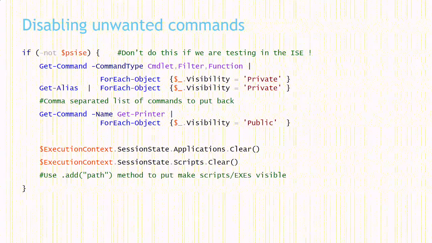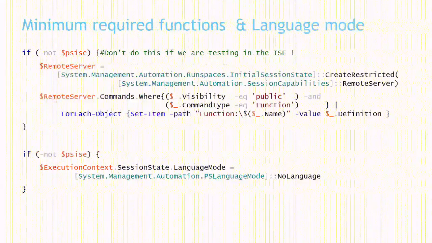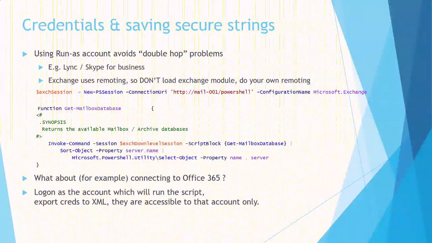You would think that you wouldn't have to do aliases separately from commands. For reasons I've never quite understood, you do. And in this particular case, I've just taken a single command here, Get-Printer, and said make Get-Printer public again. This one I'm really not going to explain. This is just how to put back the minimum commands that you need, and then set the language mode.